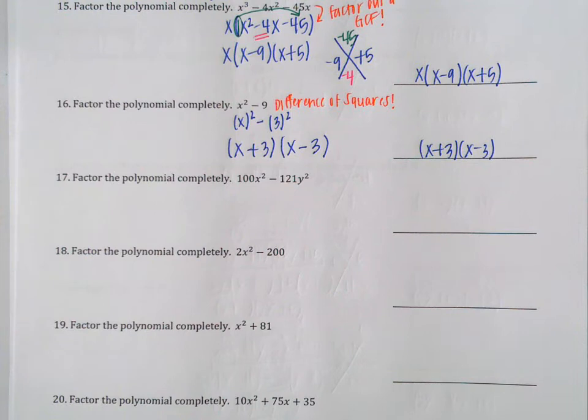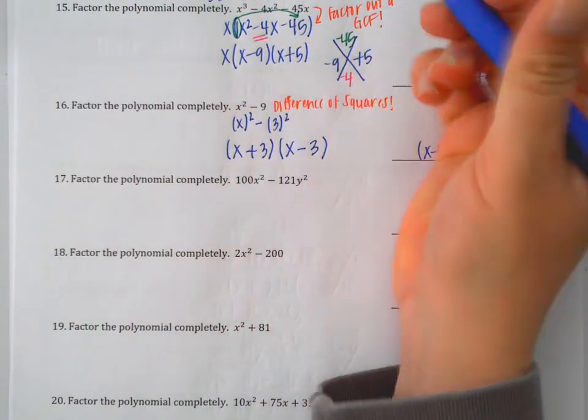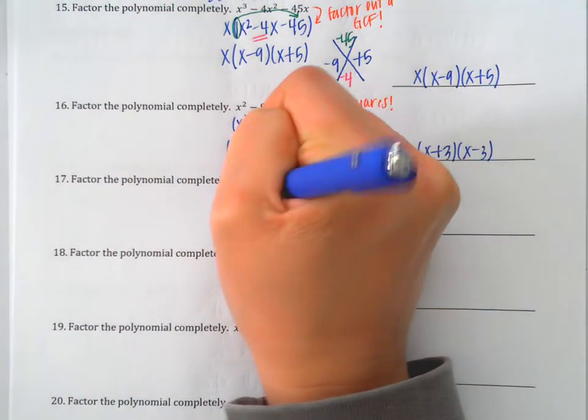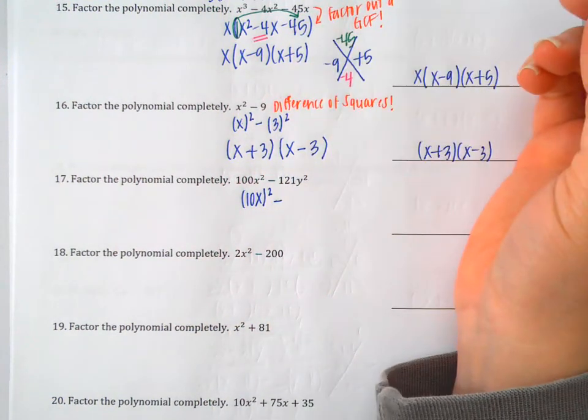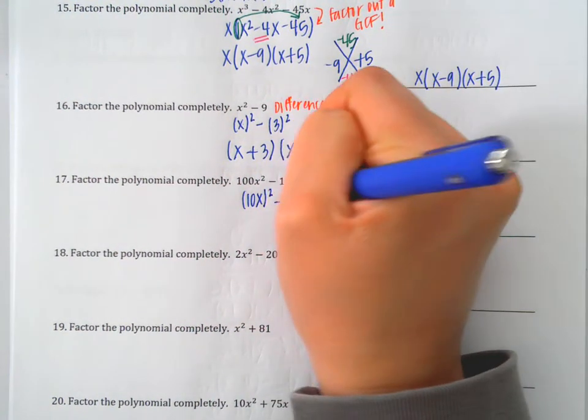So 17 is 100x squared minus 121y squared. There are 2 terms and subtracting. Whenever there are 2 terms and they're subtracting, I always think, is this a difference of squares? So I think 100x squared, is 100 a perfect square? And it is. And then I think 121, is 121 a perfect square? And it is. So I think, what is the square root of 100x squared? And it's 10x. And what's the square root of 121y squared? That's 11y.